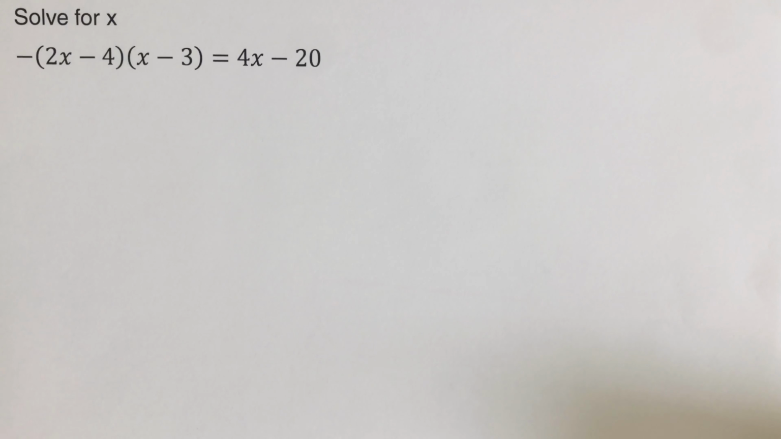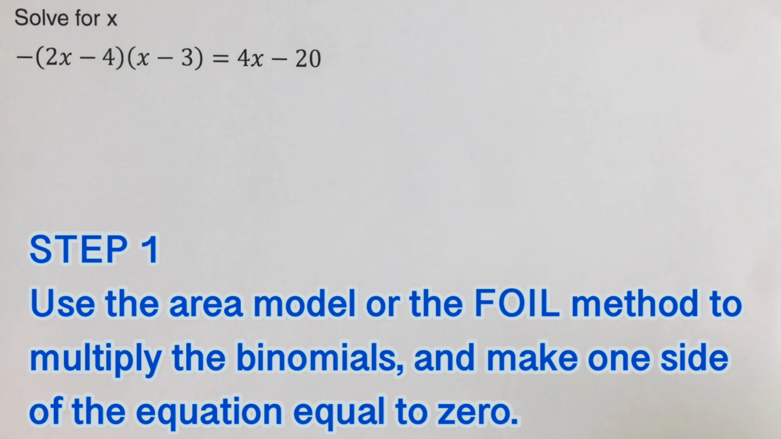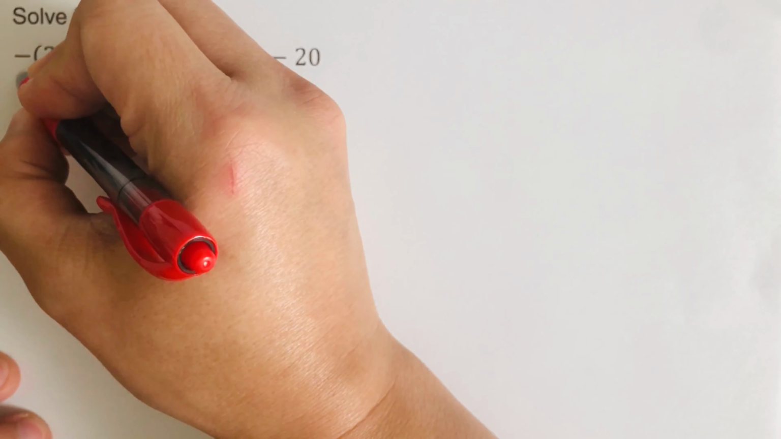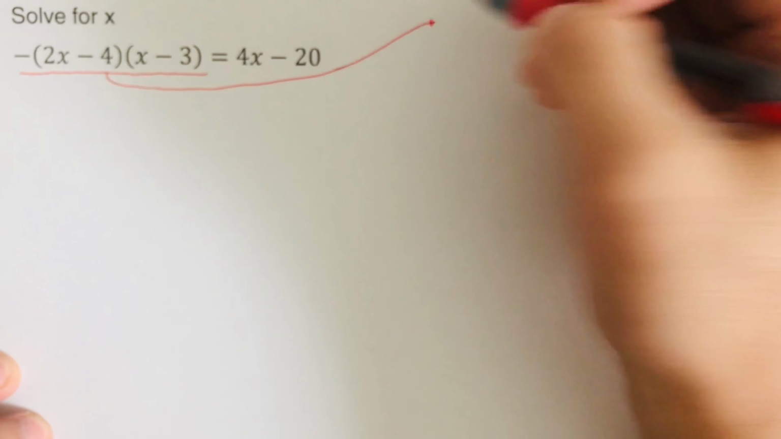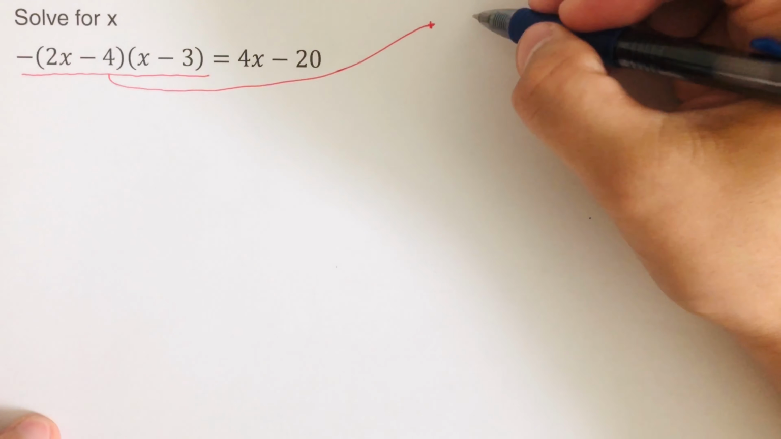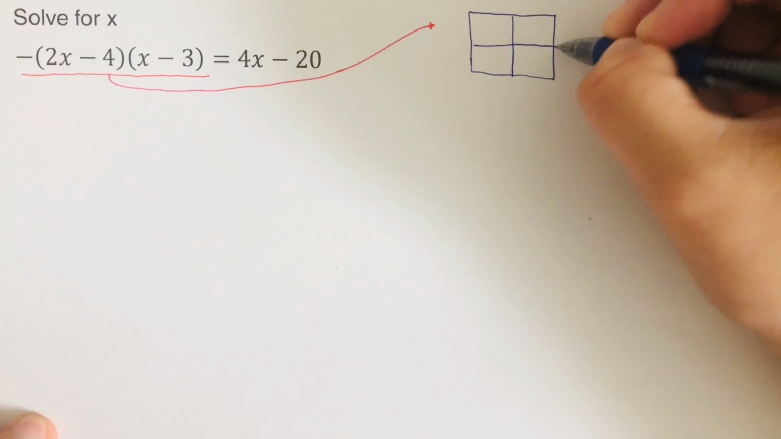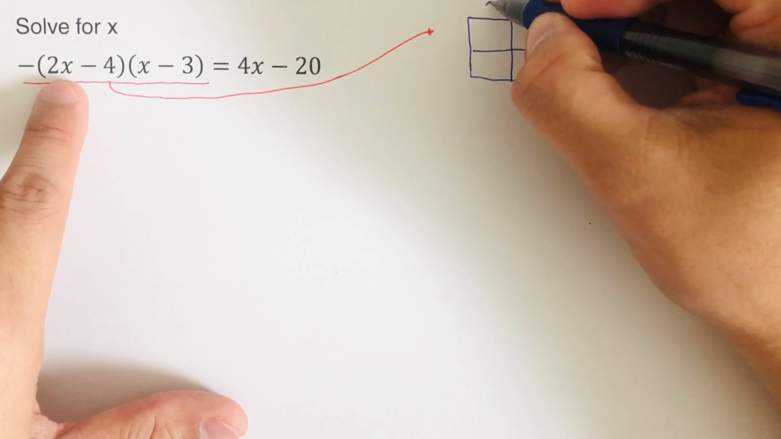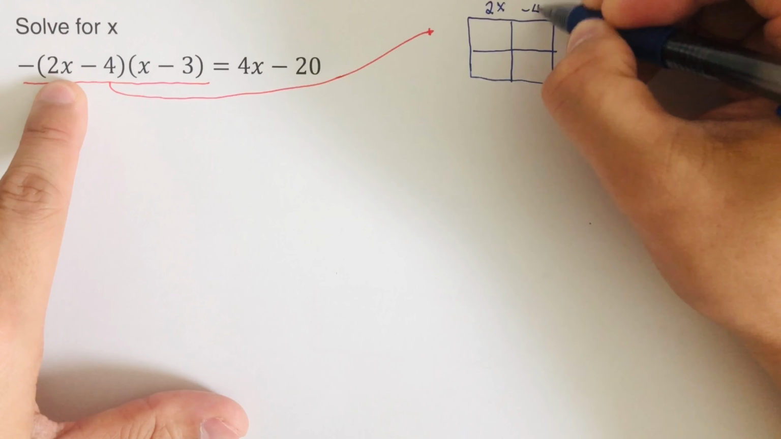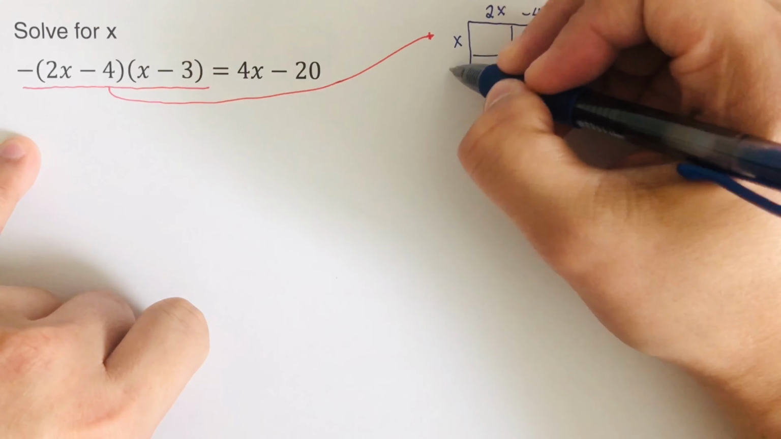Okay, so we go over the problem here. Again, the first step is to use the area model or the FOIL method to multiply the binomials and make one side equal to 0. So this binomial that we have here should be multiplied first, and we can use, again, the FOIL method, or you can use the area model. So I'm going to use the area model right here. So then we have a 2 by 2 box, and then the one that we put into the box would be these two. So that's 2x and then negative 4. And then the other one right here would be x minus 3.